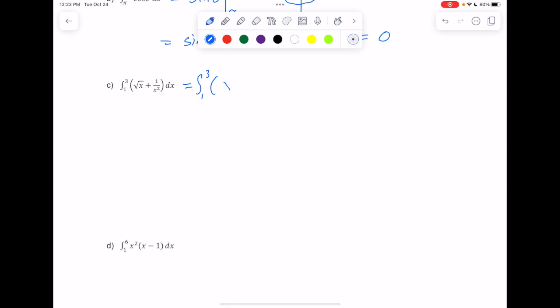So the square root of x, I'll rewrite as x to the 1/2. The 1 over x to the second power, I'll write as x to the -2. This way I have both of those pieces written as x to a power, and then I can use the power rule to find the antiderivative for each of them. So that becomes x to the 3/2 over 3/2.